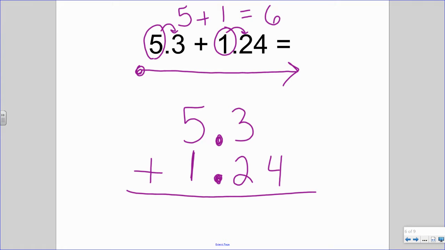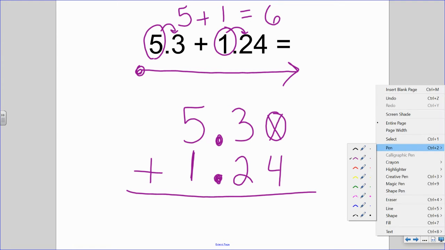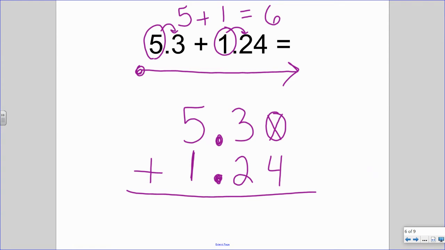My final step before I can start to solve is a simple one. If I have an empty place value, just like when we are comparing, we want to annex those zeros in. Now, guys, it's very, very simple. I'm going to go ahead and change my color here to red. I'm simply going to start at the right and start to add. 0 plus 4 is 4. So I know that I have 4 hundredths.